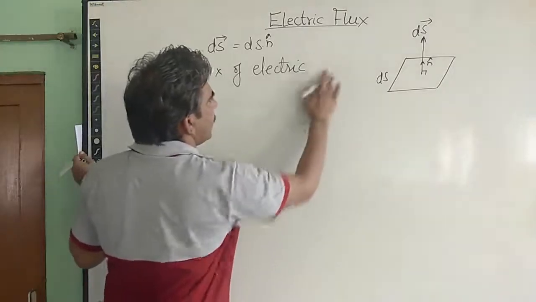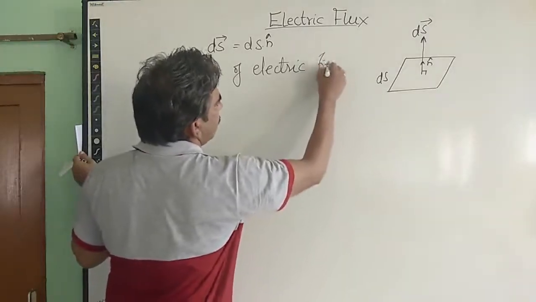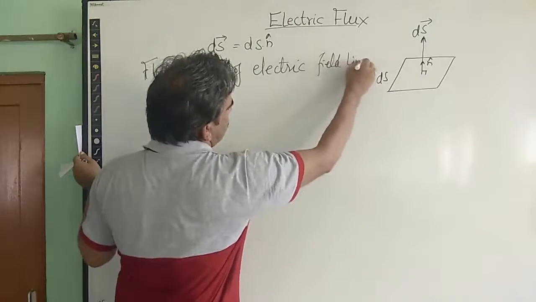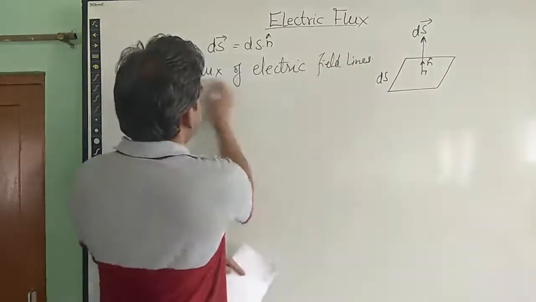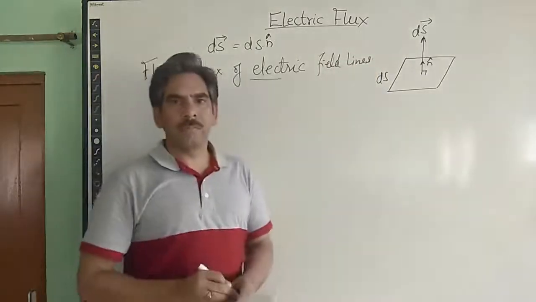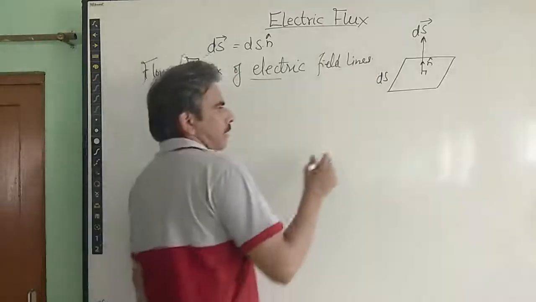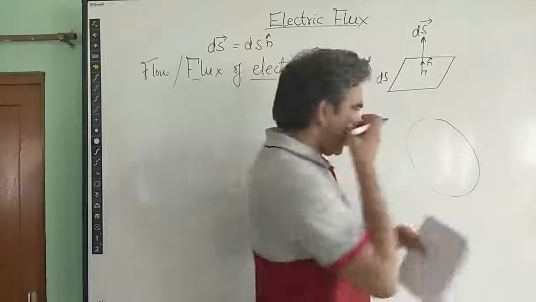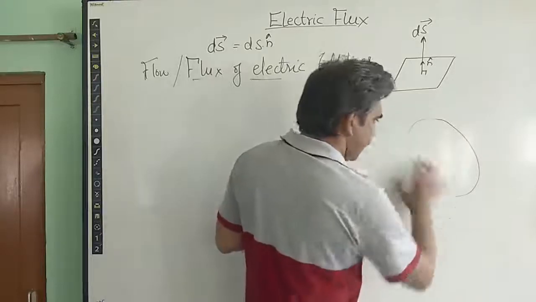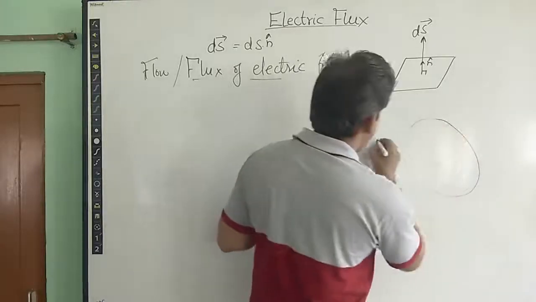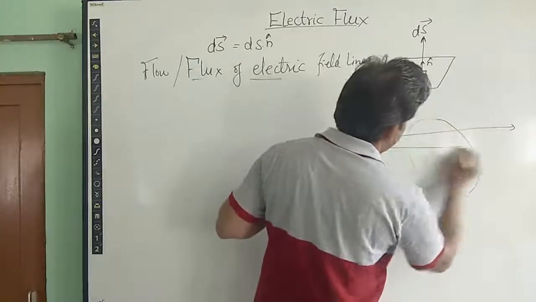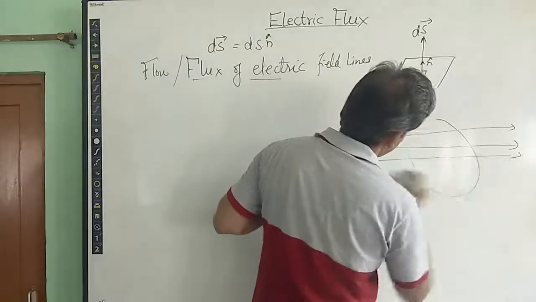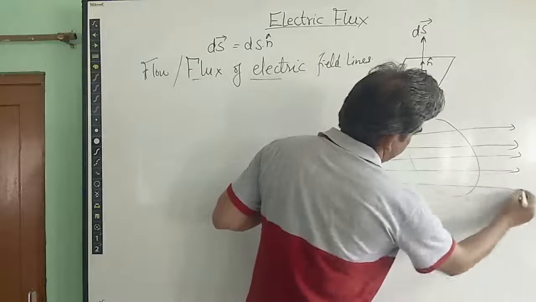Electricity, or we can say electric field lines, right? So how do we define it? Suppose we have some area of any arbitrary shape, and this area, or we can say this surface, is placed in the electric field which we are taking just as shown here.